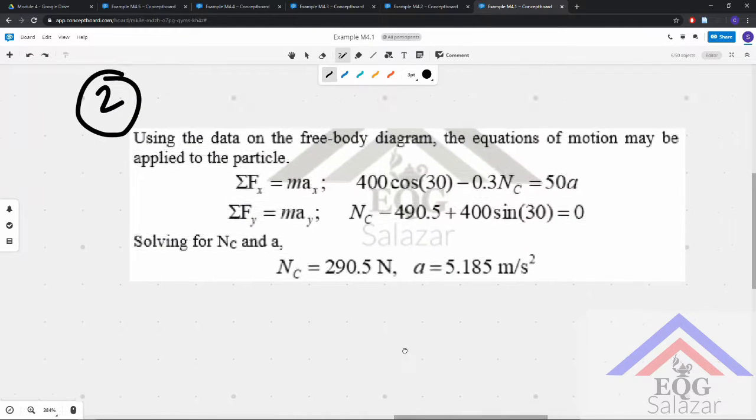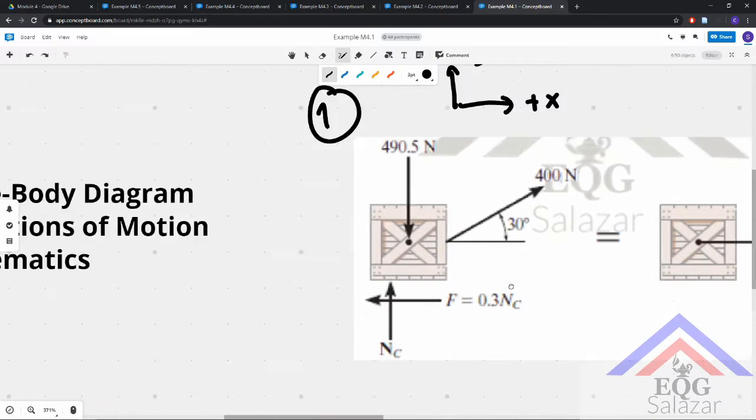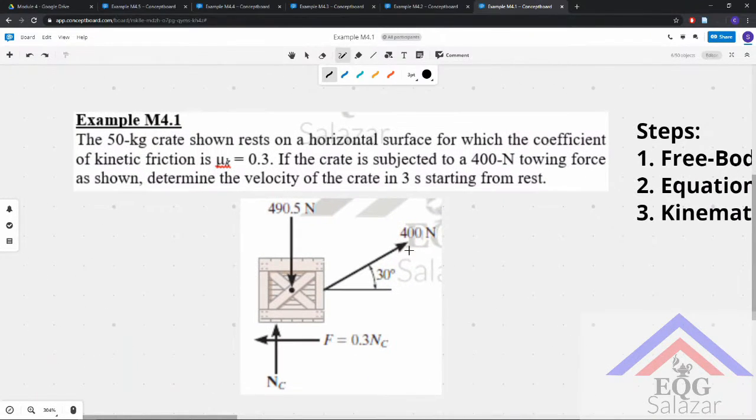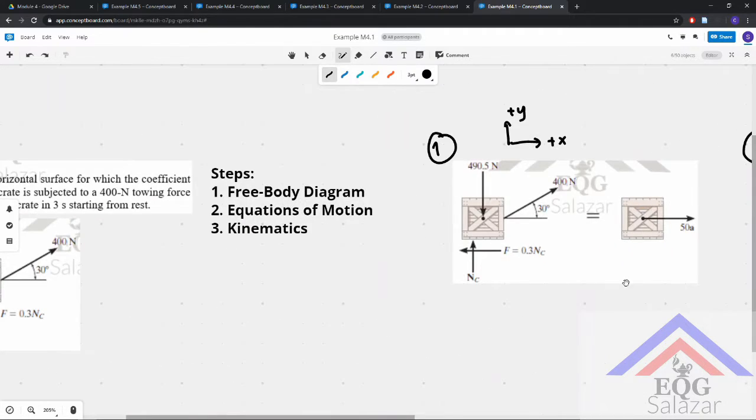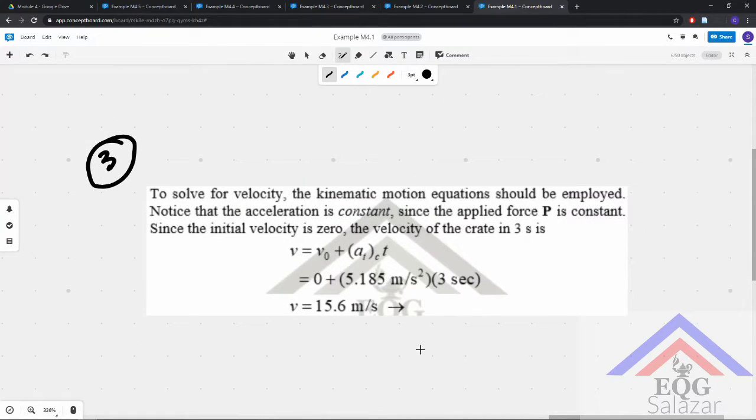Having determined the acceleration, we can then determine the velocity of the crate in 3 seconds starting from rest using the kinematic equations. Now, since the force is constant, it should follow that the acceleration is also constant. And since the acceleration is constant, we have to idealize this as a particle under constant acceleration, and we can use this equation right here.